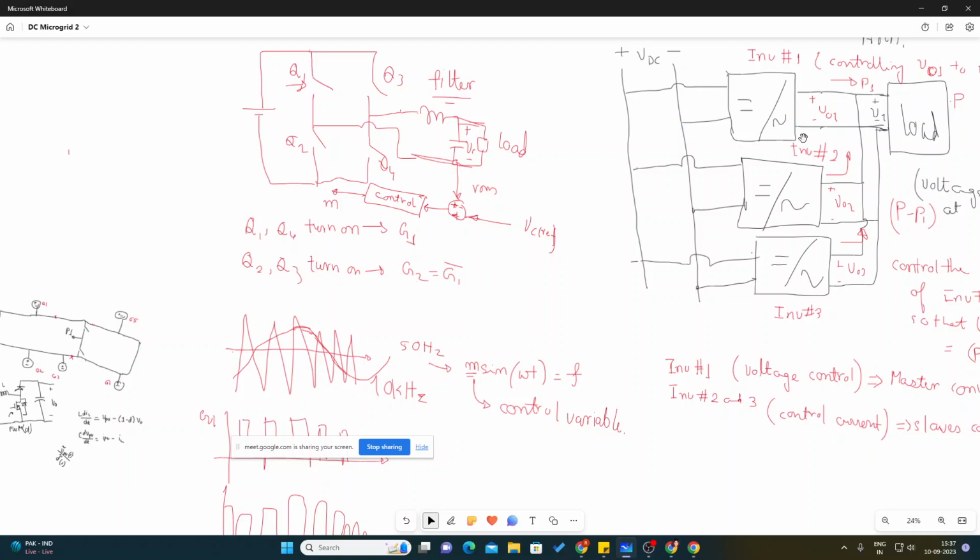So inverter 1 here controls the voltage, and once the voltage is controlled at these two nodes, what we need to control is the amount of current that needs to be sent to the load, and that is done using the rest, inverters 2 and 3.